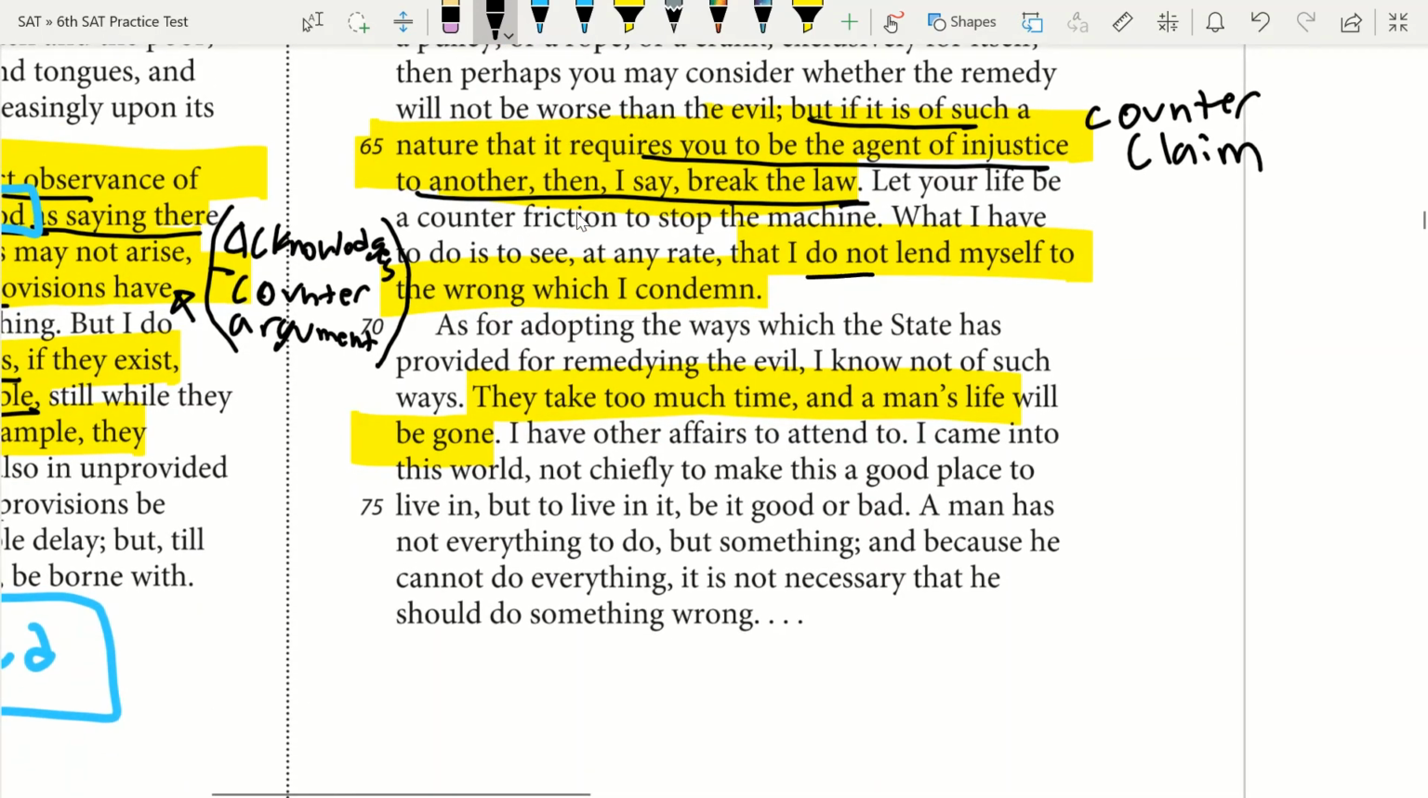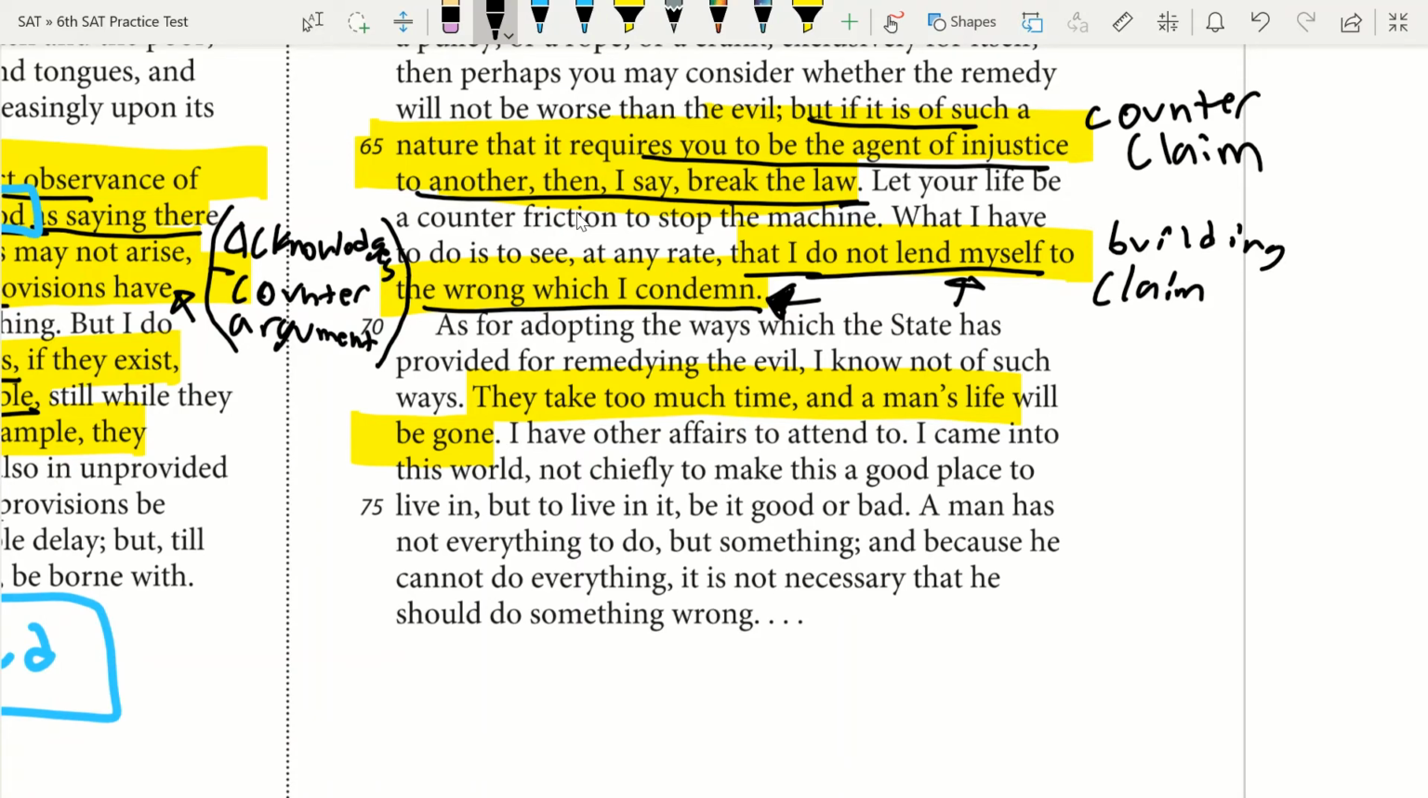Next we have, "I do not lend myself to the wrong which I condemn," right? He's saying, I'm going to break the law because I don't want to lend myself to that sin. He doesn't want to sin. He wants to be on the moral side, or the right side of history, right? So this is really him building on his claim.